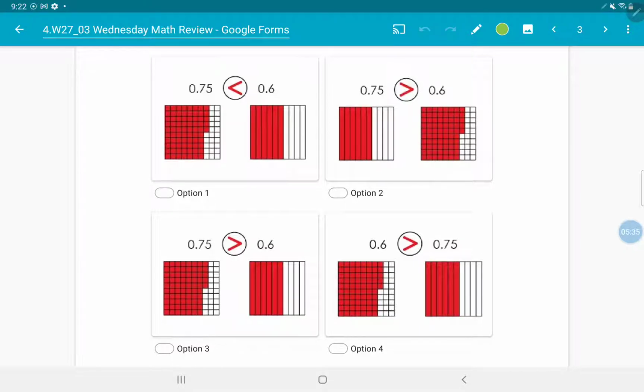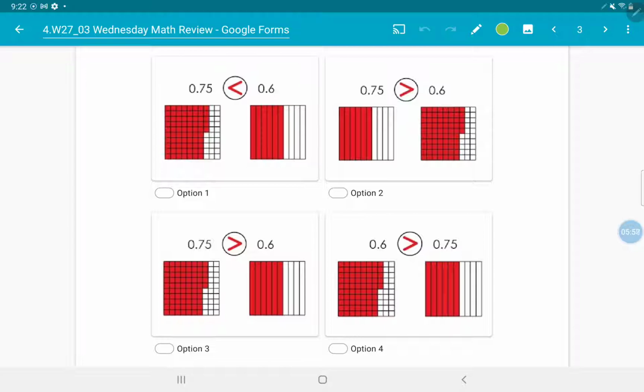So we've got to look and see which one is modeled correctly. We've got to make sure that the model matches the decimal and that we have the correct inequality symbol. So the first one, we have 75 hundredths is less than 6/10. Do we have 75 hundredths shaded?